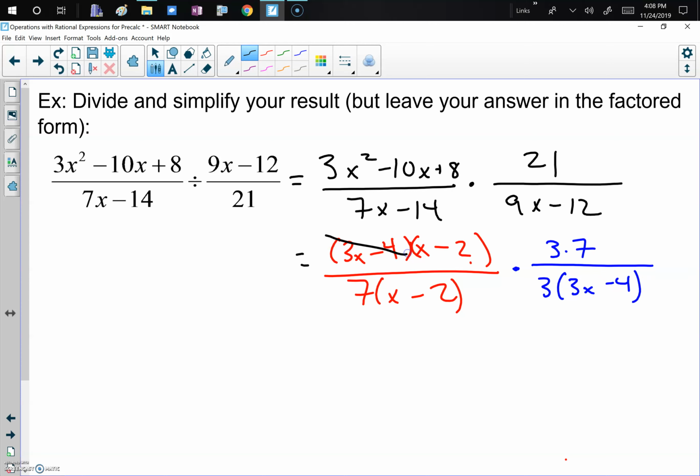So I have a common factor of 3x minus 4, and a common factor of 3, and a common factor of 7, and a common factor of x minus 2. So here we may think, oh, everything's gone, all my factors are gone, I'm left with 0, but that's not true. All the things that we've canceled out have reduced down to 1s. So I essentially have still 1 over 1 as a fraction, or an overall value of 1.